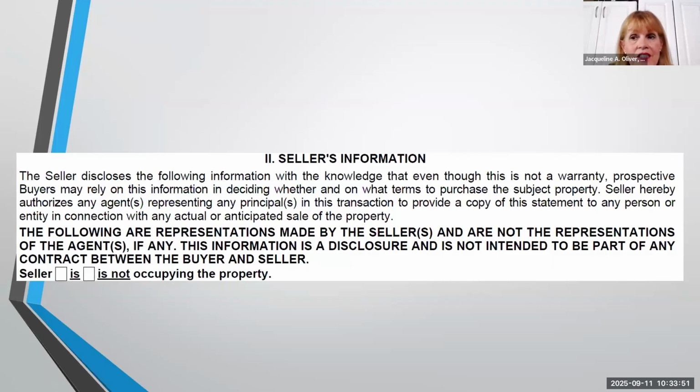But this box is very important because if the seller's not occupying, well, then the seller's defense is that I didn't know about these things. I had a tenant in there. I didn't know that there was a problem with a drainage issue, et cetera, et cetera. But if the seller is occupying the property, that's when the buyer says they had to have known it because the damage that was there, our inspector says it had to have been there for a long time. This wasn't a new condition.